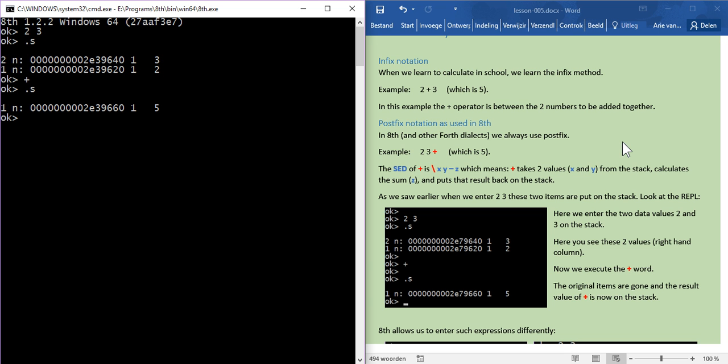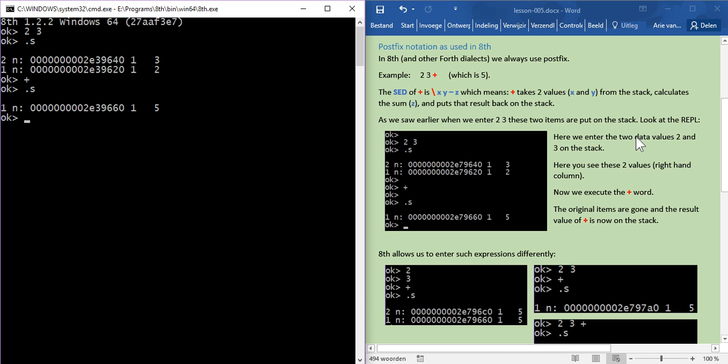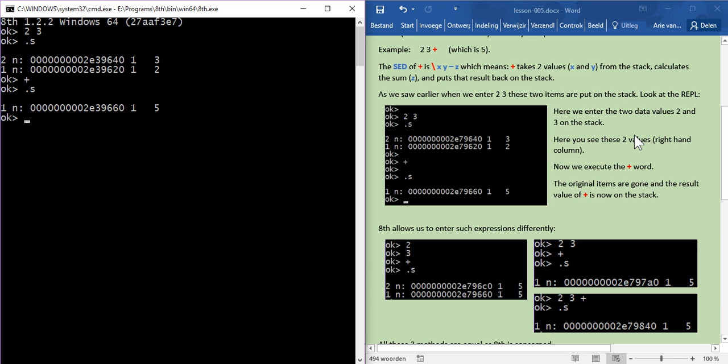All other calculations are done in the same way, as we'll see later. So it's very important to always remember that it's the other way around. It's not infix, it's postfix.